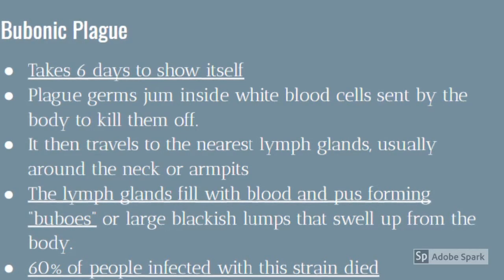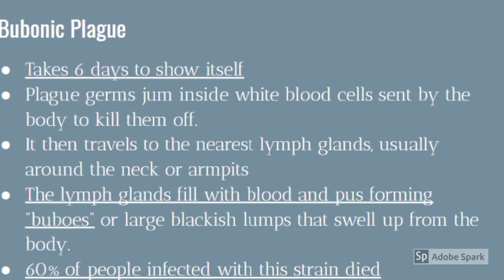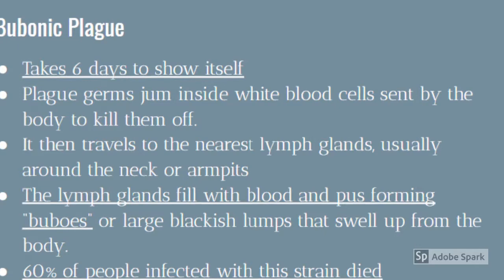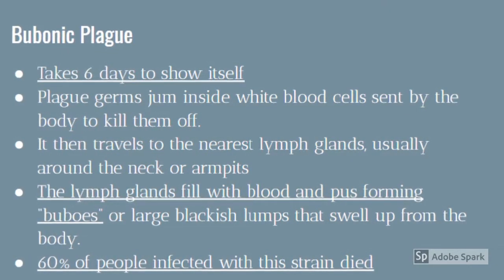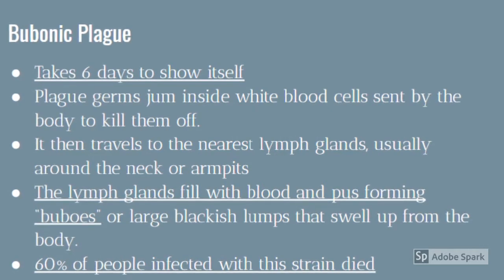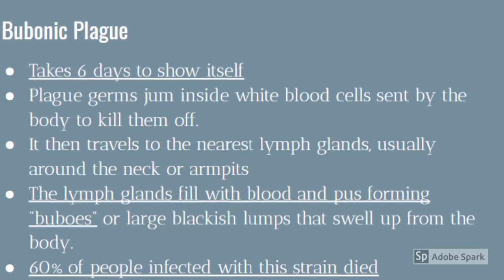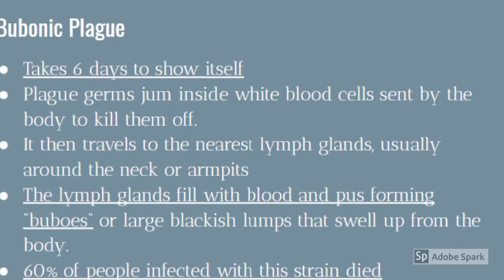The plague germs jump into your white blood cells that are sent by the body to kill off invading germs. Then they travel to your nearest lymph glands, which are usually around the neck or arm. The lymph gland fills with blood and pus and forms these large buboes, or blackish lumps that swell up from the body. I have some gruesome pictures coming up on the next screen. About 60% of people infected with this strain died.